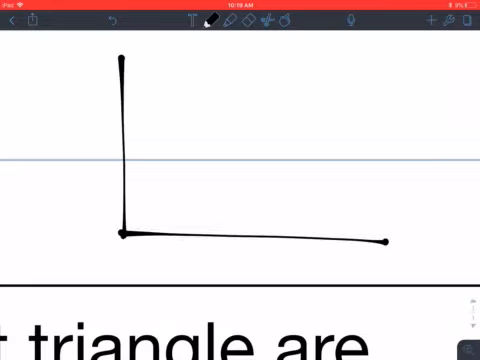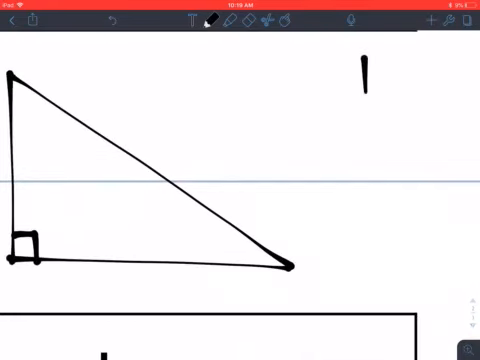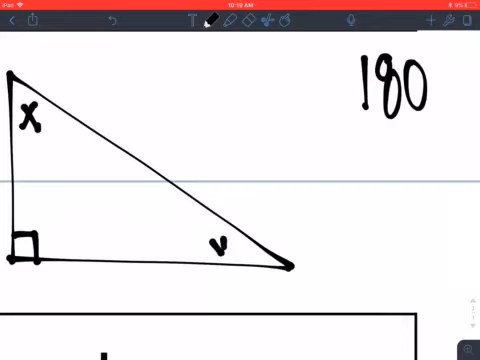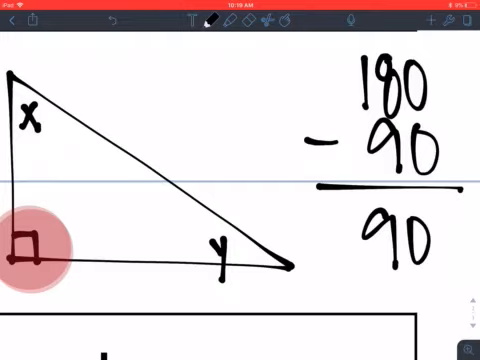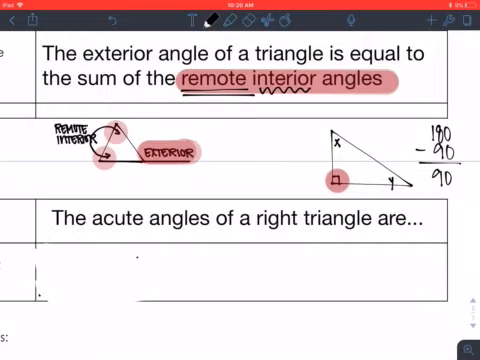So let's say I have this right triangle. I know it's right because of that perpendicular mark. And so using the triangle angle sum theorem, I know that the angles within that triangle would have to add up to 180, right? So this x and y are going to represent our acute angles. And I already know that I have 90 degrees taken up from that right angle, which means I have 90 degrees left to share between x and y, which means that x and y would have to add up to 90, which means that the acute angles of a right triangle are complementary.